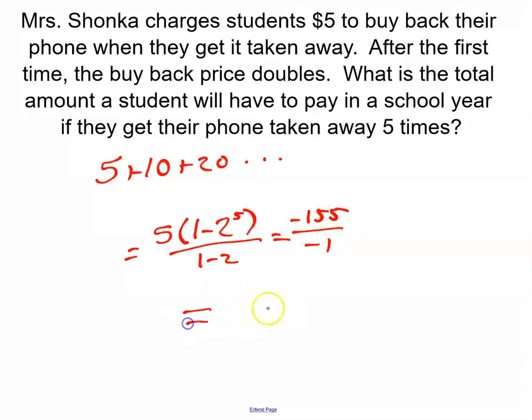You will have paid a total of $155. Moral of the story, don't use your phone, don't get it taken away.